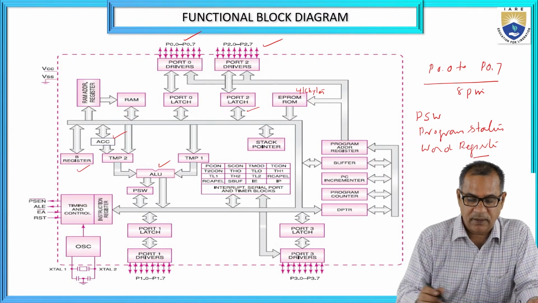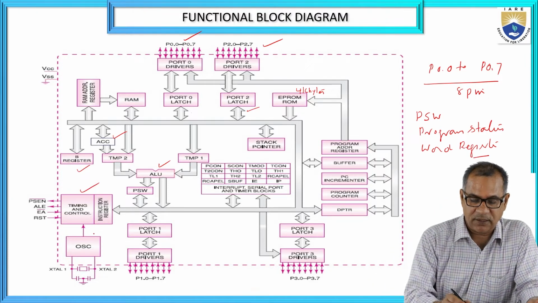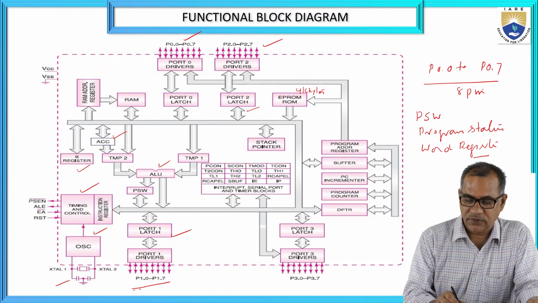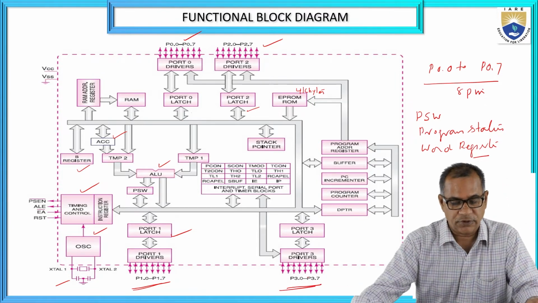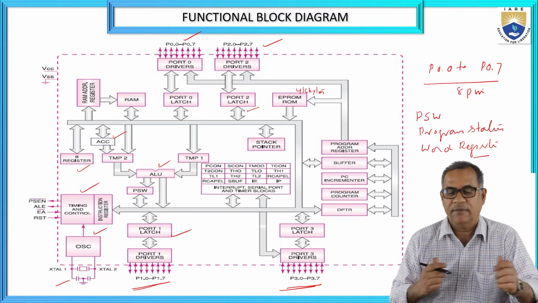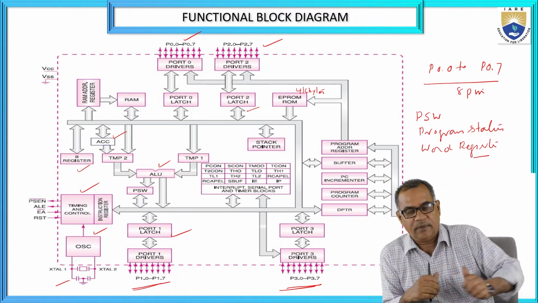Okay, and this is the timing and control unit, and this is the oscillator, to which an external crystal is connected. This is port 1, and these are the 8 pins meant for port 1, and this is port 3, and these are the 8 pins meant for port 3. So this is the functional block diagram of the 8051 microcontroller.